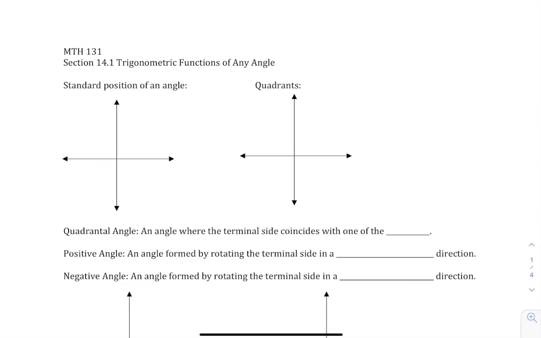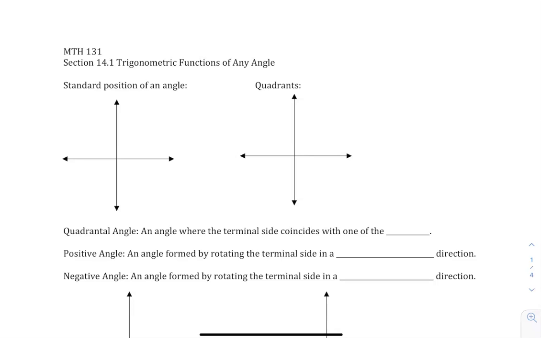In Chapter 13, we were only dealing with trig functions for right triangles. But in Chapter 14, we want to start looking at how we find these trig functions for any type of angle, even if it doesn't come from a right triangle. So if you've not taken a pre-calculus class, you're probably not familiar with anything from this section.